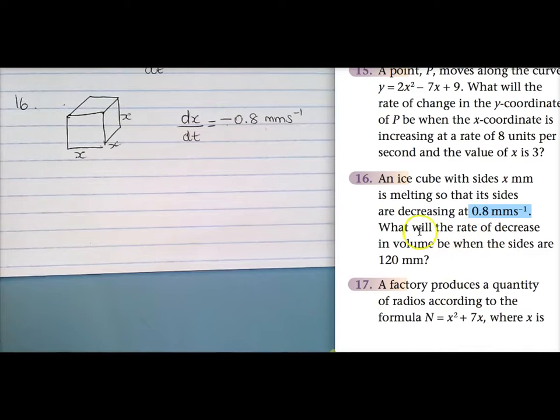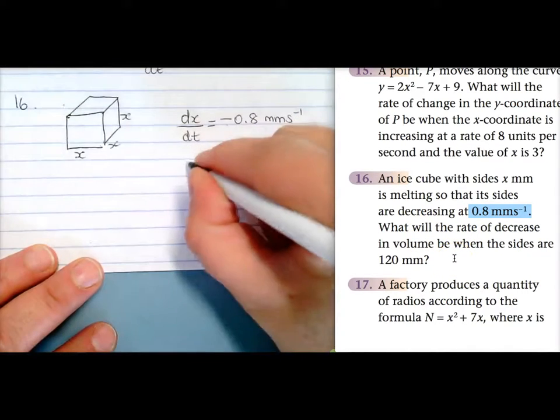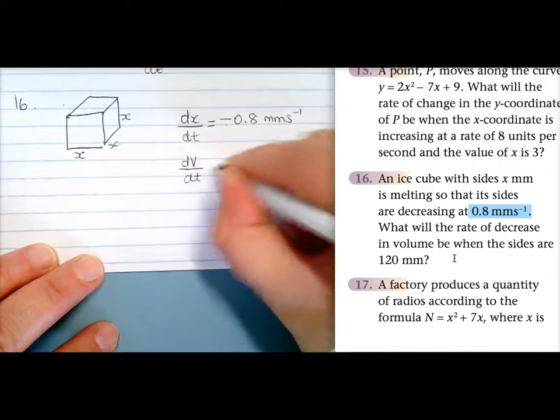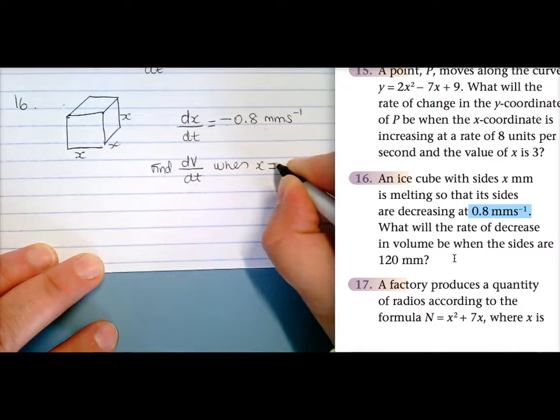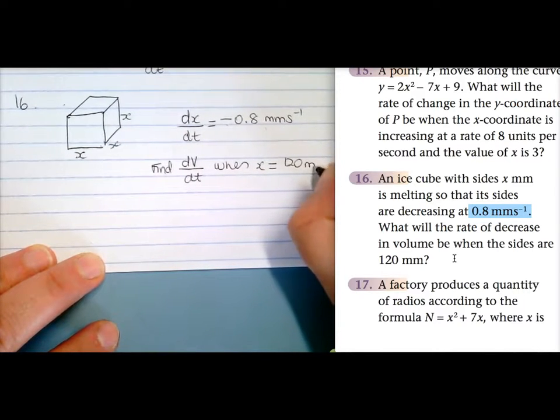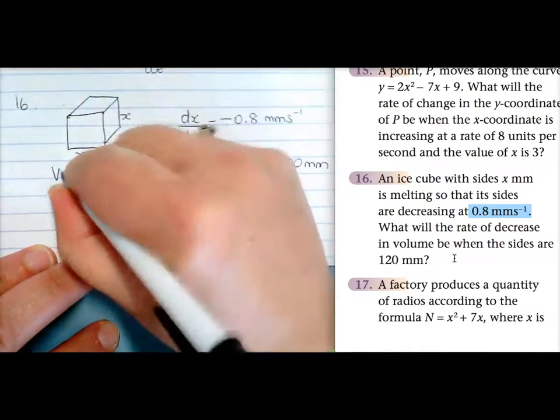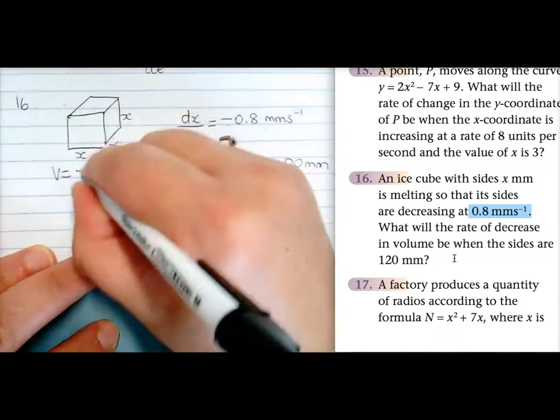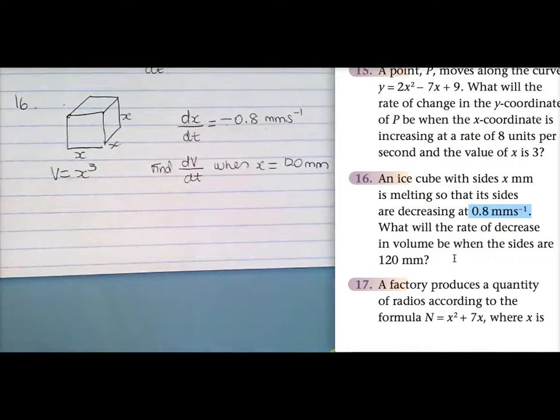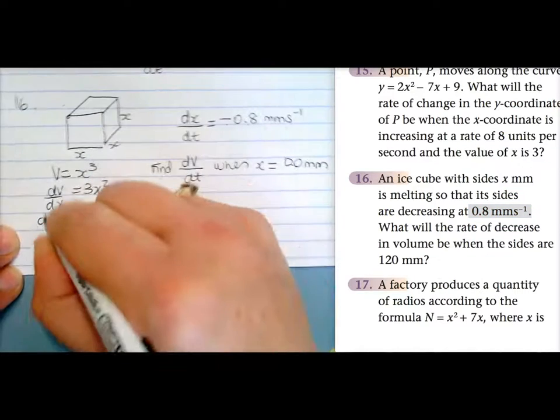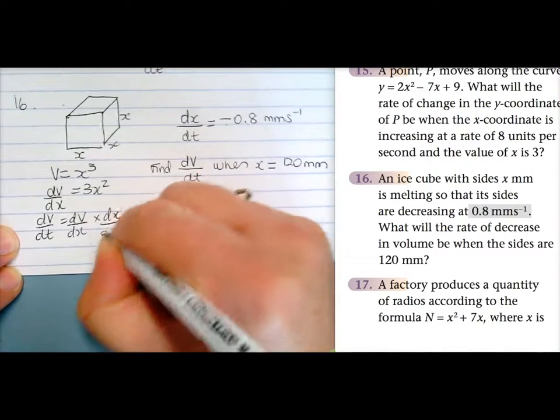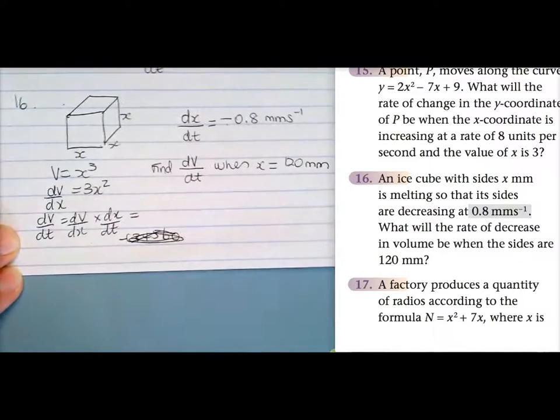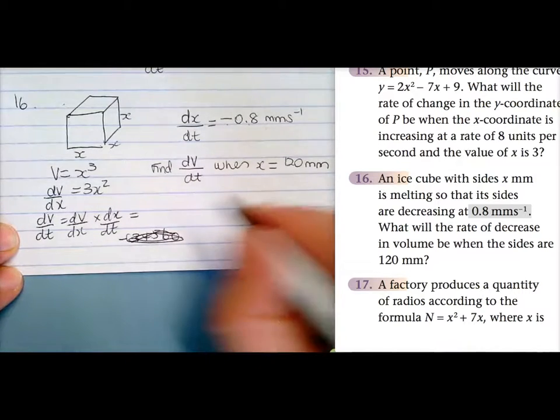All right, what will be the rate of decrease in volume? So they're asking you for dV/dt when x is 120. What are we missing? V is x cubed. Go for it. You can do that yourselves. dV/dx is 3x squared. So dV/dt is dV/dx times dx/dt, which is, actually we've got to do the ones with 3 quantities. We haven't got to those yet.